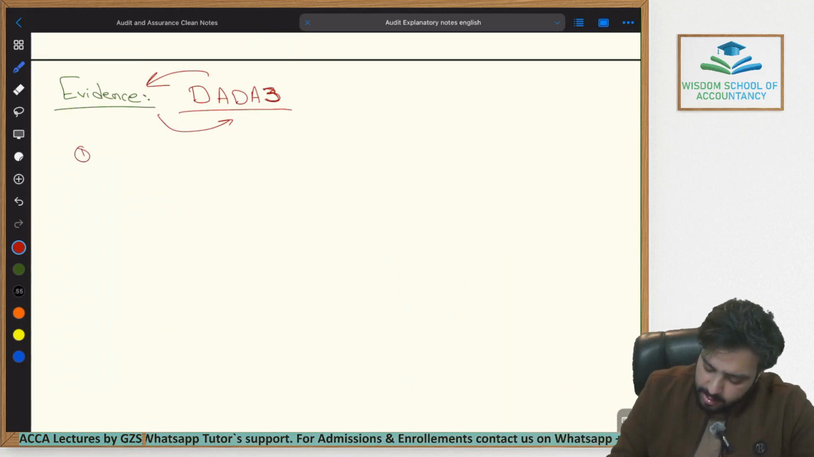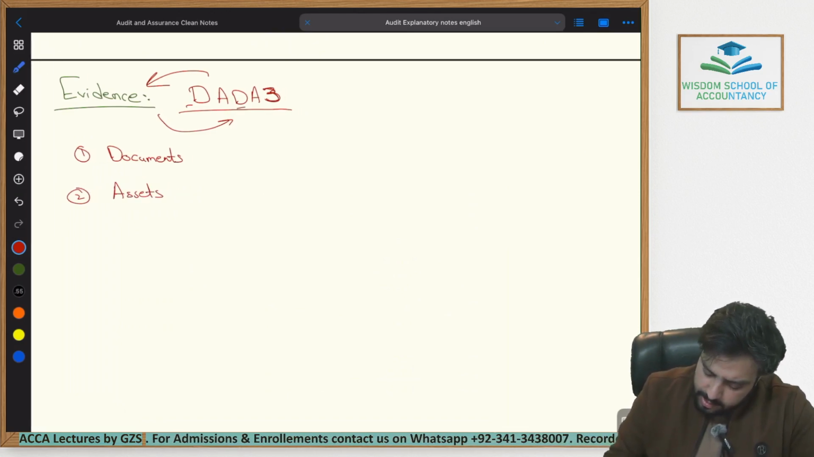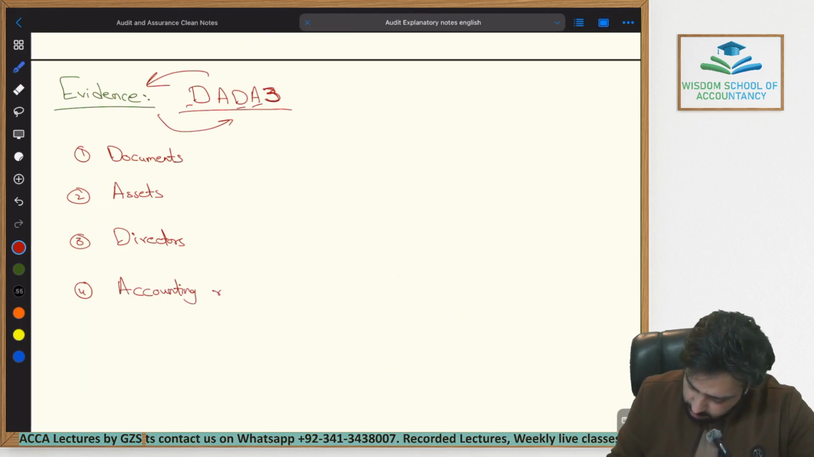Let's understand that. The first D stands for documents. The A stands for assets. The D stands for directors. The A stands for accounting records. And the final 3 stands for third party.